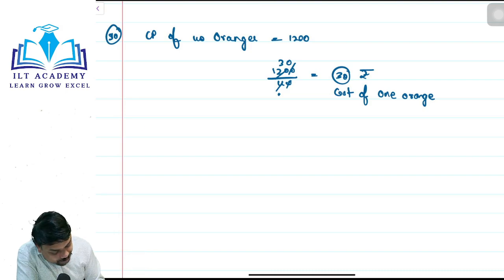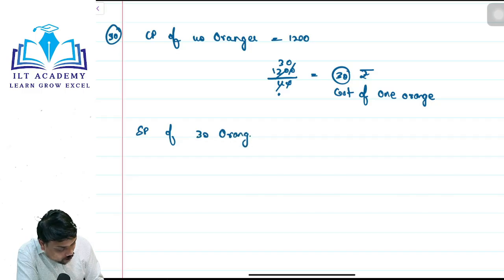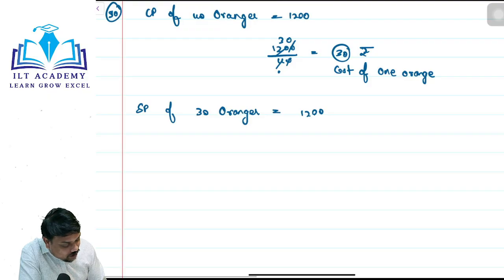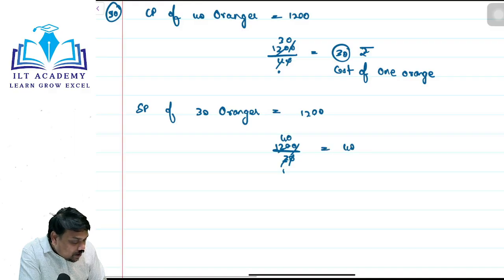Now they are telling that the cost price of 40 oranges is equal to the selling price of 30 oranges, which means that here also I can take 1200. So now the selling price of 1 orange will be 1200 divided by 30, which is 40. So 40 rupees is the selling price of 1 orange.